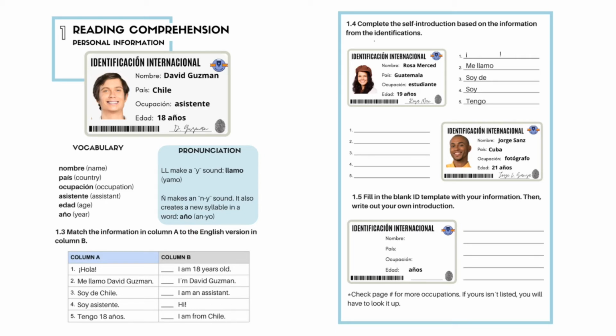Overall though, as English speakers, we don't suffer too much with the pronunciation in Spanish. We tend to have a harder time with the verb conjugation. So you can go ahead and do the activities from this page, including the matching, completing the information based on the IDs, and then you actually want to fill out the blank ID with your own information. I'm going to go ahead and do mine so that you have mine as an example.